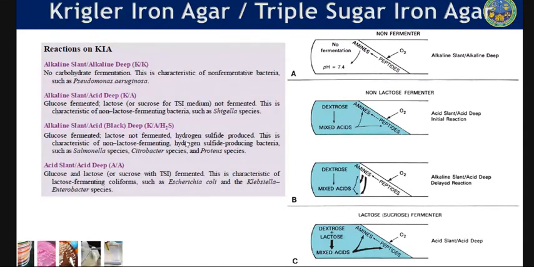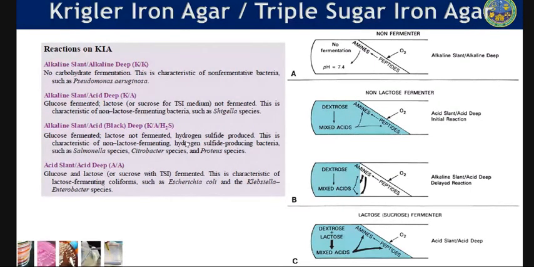Okay, so for aeration purposes or oxidation purposes, it usually happens in the slant area, while the absence of oxygen, or anaerobiosis, tends to happen in the butt portion. For TSIA, you also have an indicator dye that makes it color red, phenol red. So what happens there is you have the different components of the media as presented a while back.